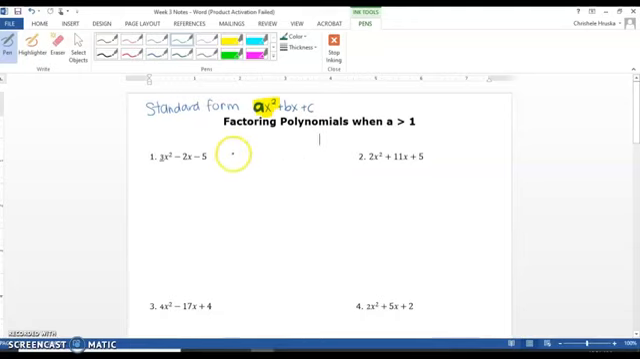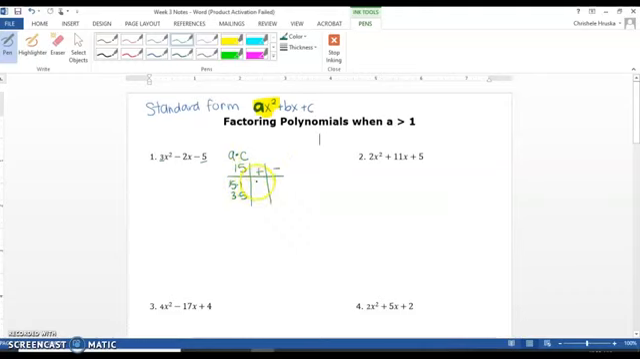So we're going to make our chart by taking A times C. So my A value times my C value, that's going to be 15. I'm going to think of all of the factors that I can of 15. I have 15 and 1. I have 3 and 5. Those are the only integers that I can multiply to get 15. It's not divisible by 2. It's not divisible by 4. None of those other numbers.